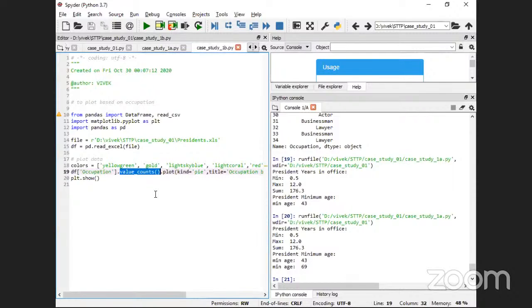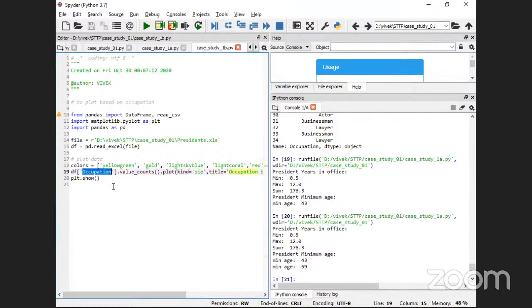How many occupations are under, let's say, lawyer? How many are under soldier? Let's say businessman, and so on. So for that, this is used here, and you are supposed to apply it on, let's say, this data frame with the parameter occupation. So in that, we are supposed to apply this and then show that.